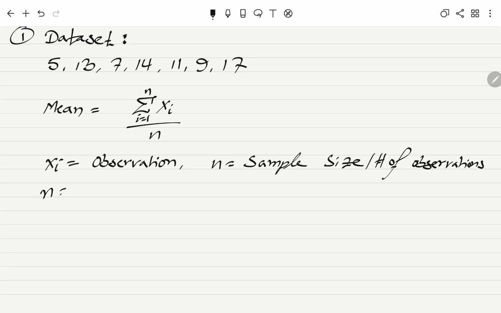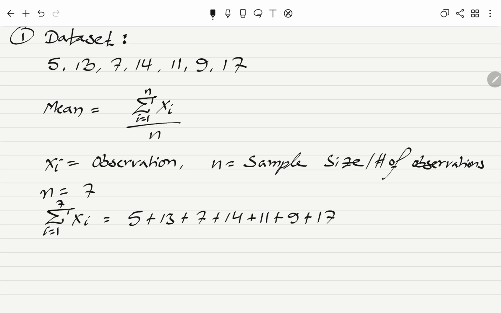Here our n is just 1, 2, 3, 4, 5, 6, 7. So we have 7 observations, so n is going to be 7. And if we want to calculate the summation of all of our xi's, i is going to go from 1 to 7. So this is just going to be 5 plus 13 plus 7 plus 14 plus 11 plus 9 plus 17.